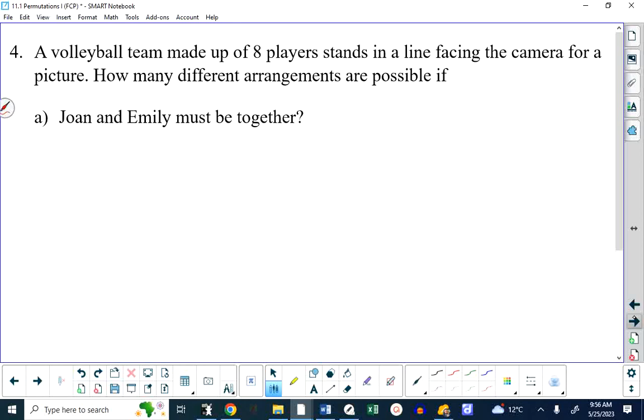I can turn it into students writing an exam. I can turn it into a lot of things. So we have 8 players. They're going to stand in a line for a picture. It's like thinking of blank, blank, blank, blank, blank, blank, blank, blank. Except we want to find out how many ways to line them up, but Joan and Emily have to stand together. It's a complicated question.